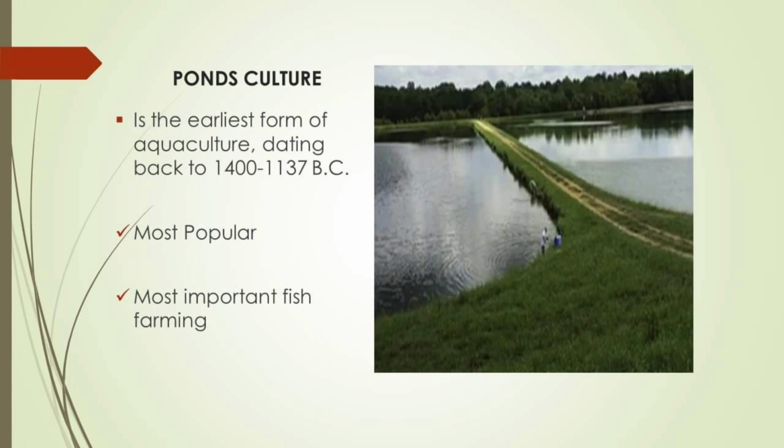Ponds culture is the earliest form of aquaculture, which is basically limited to fresh water. It dates back to the 1400s to 1137 before Christ. It is considered the most popular and most important farming culture system. As you can see, there's an earthen embankment, or shall we say an enclosure embankment, in between.